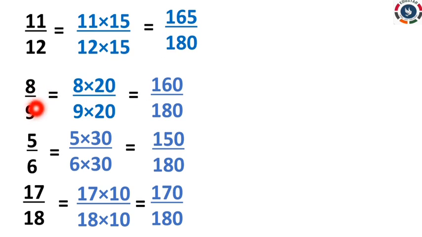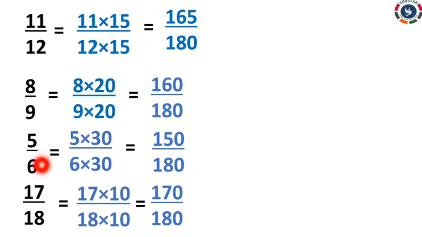The next fraction, you take and write 8 by 9. You multiply by 20, you will get 180. So you want to multiply the numerator and denominator by 20. So 8 into 20, that is 160. 9 into 20, that is 180.